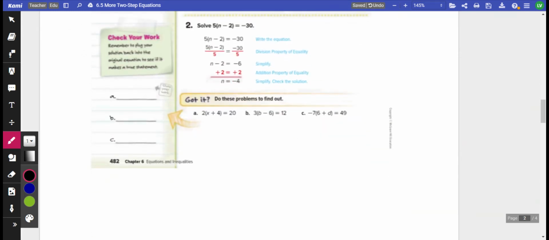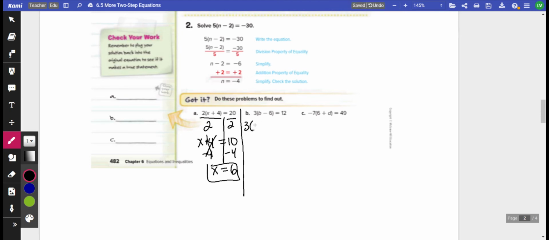Now we're going to try A, B, and C. So I'm going to start with letter A by extending my equal sign. I am multiplying the left side by 2. So I want to divide both sides by 2. That leaves me with x plus 4 equals 10. I then want to subtract 4 from both sides, and that leaves me with x equals 6. So the answer for letter A is x equals 6.